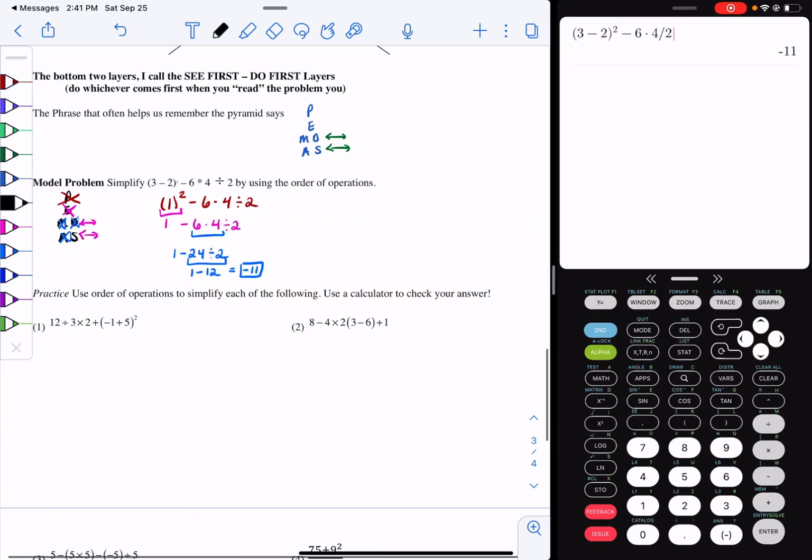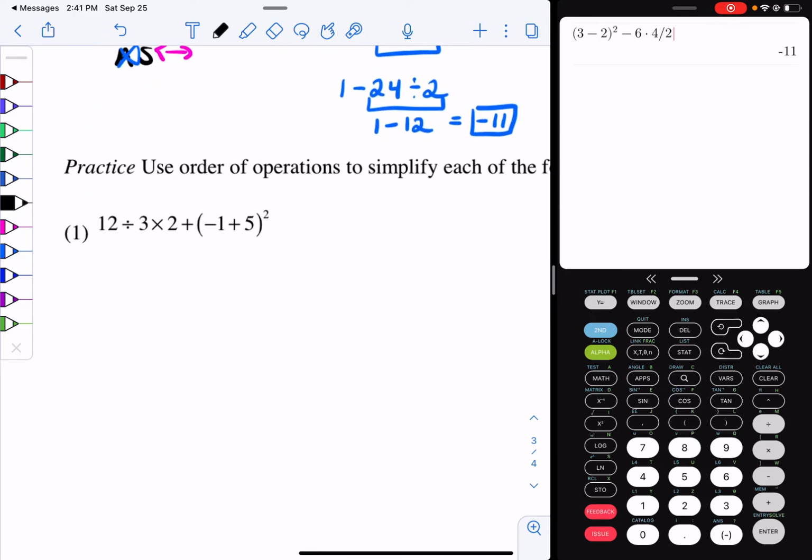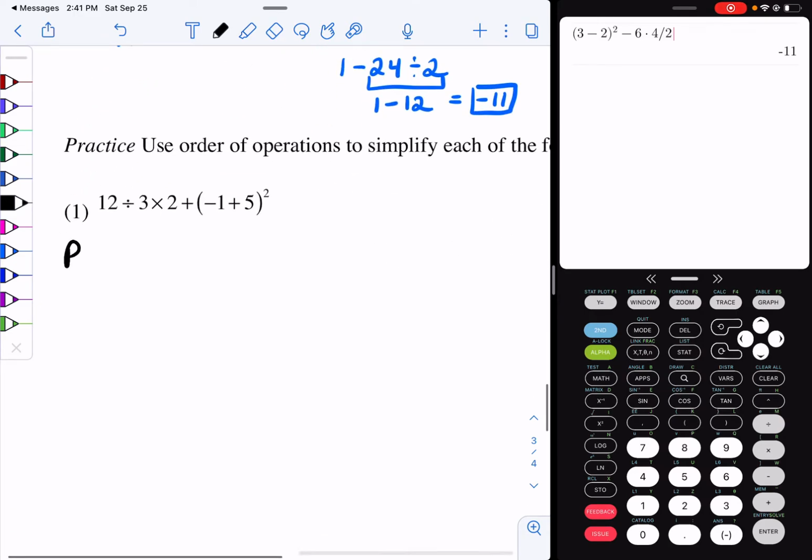Now we're going to do PEMDAS on this example. It says use order of operations to simplify each of the following. Use a calculator to check your answer. So we rewrite our PEMDAS, P-E-M-D-A-S. And again, I like to draw an arrow here. That way I know this is the see first, do first layers.